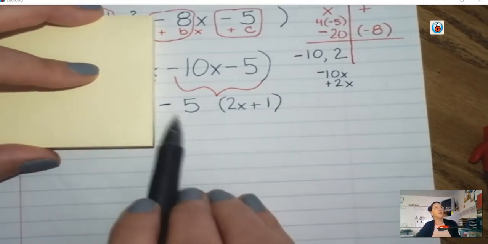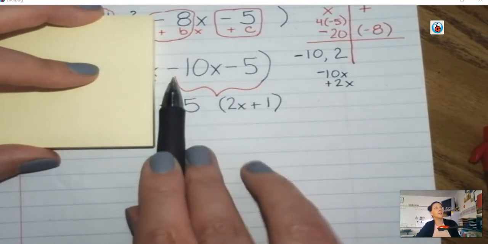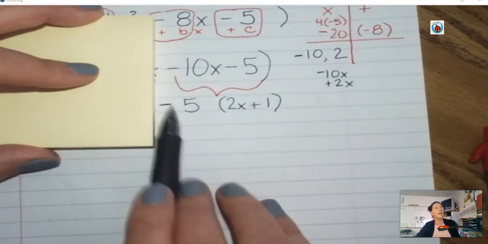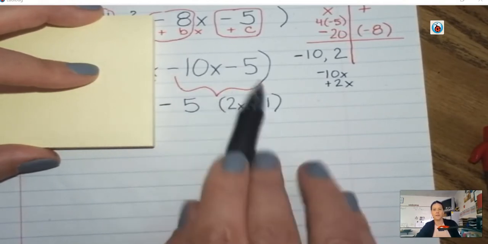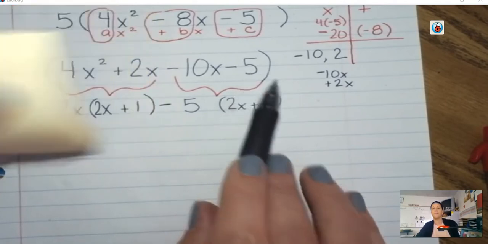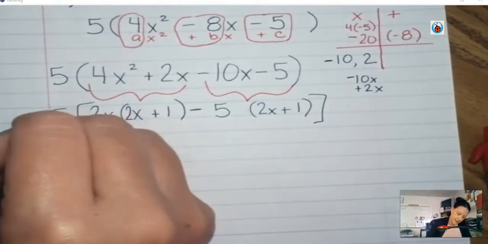And then double check, negative 5 times 2x. Negative 5 times 2 is negative 10x. And then negative 5 times positive 1. A negative times a positive is negative. 5 times 1 is 5. Okay, we still have that 5 in front.